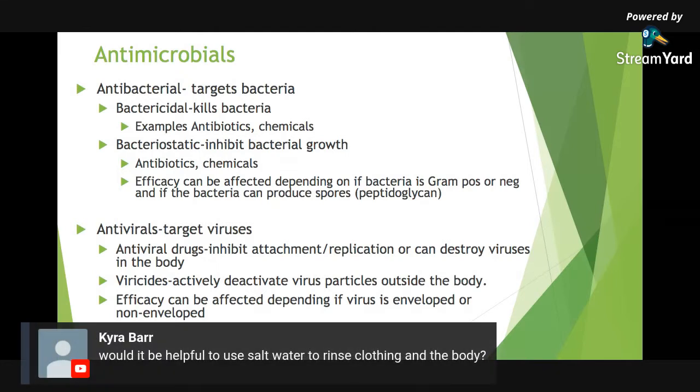All right, Kyra asks, would it be helpful to use salt water to rinse clothing and the body? You don't have to use salt water. Just bathing and rinsing off microorganisms is a benefit. Salt water will actually dry the skin, so you don't want to put too much of that on there. But the act of washing the microorganisms off your body with just water and soap, it doesn't even have to be antibacterial soap. As long as you have soap and you're washing those things off, you're reducing the numbers present that could probably cause an infection.